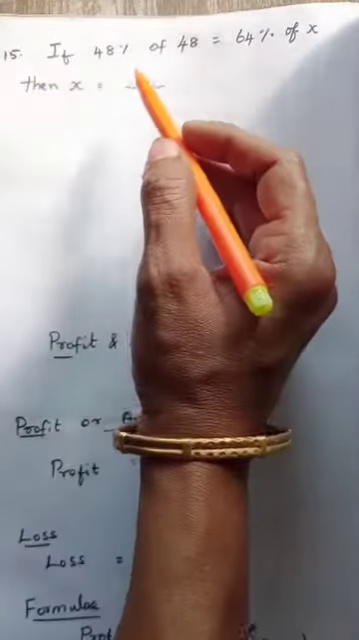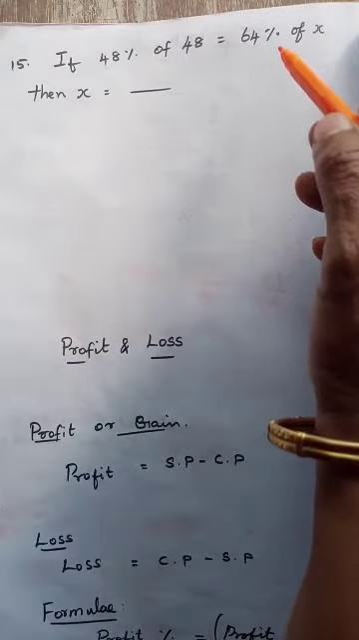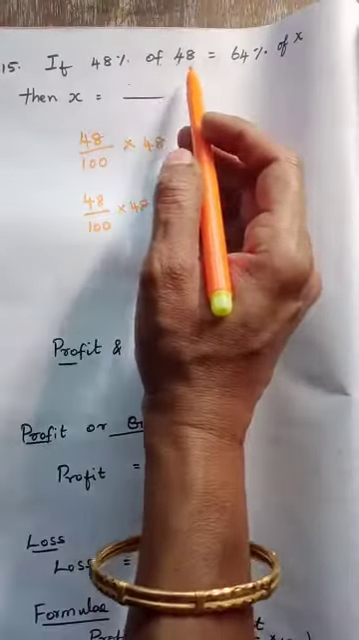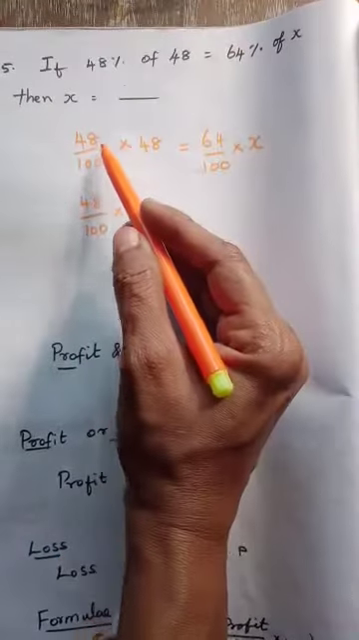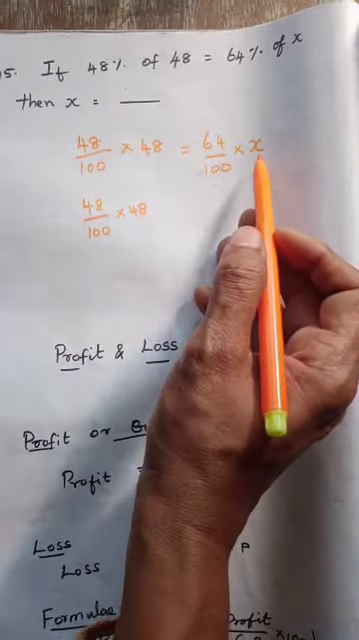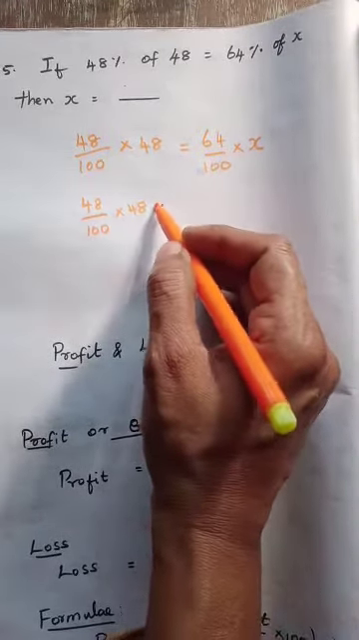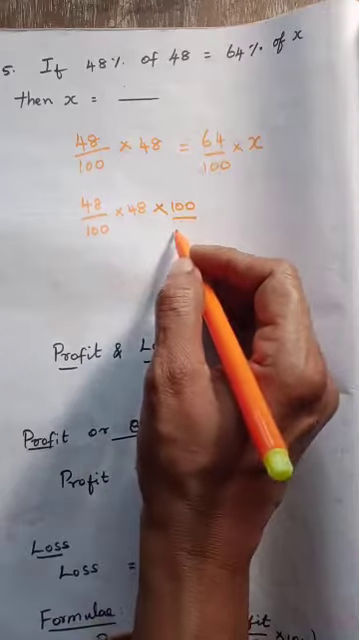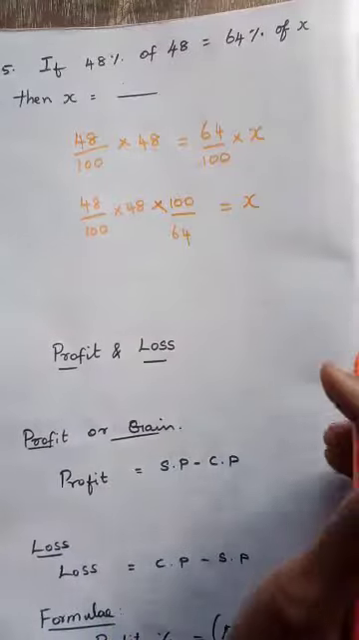15th one. If 48% of number 48 is equal to 64% of x. 15th problem. If 48% of 48 is equal to 64% of x. Okay, 48% means 48 by 100 into 48 is equal to 64 by 100 into x. Okay. Now 48 by 100 into 48, you have to multiply and bring this side, means it will come to the reciprocal. So 100 by 64 is equal to x. Remaining here is x.